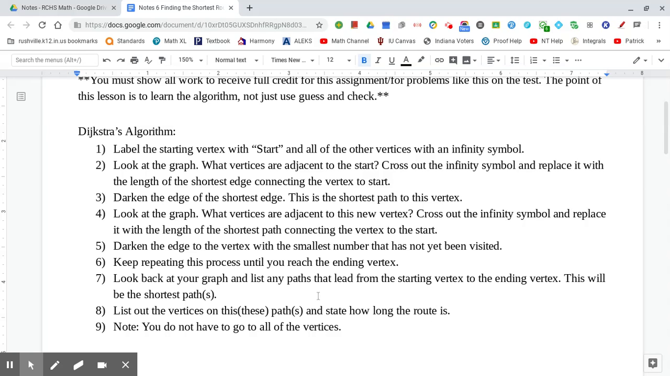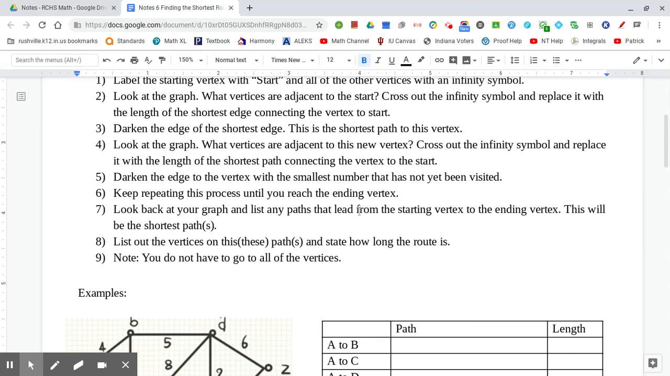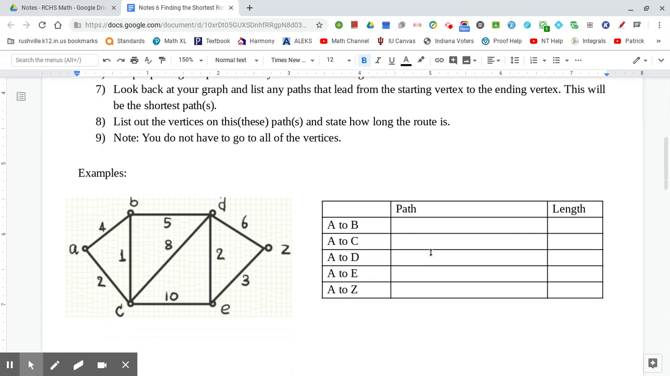Then you're going to look back at the graph overall and list your paths that lead from your starting vertex to the ending vertex. That's going to give you your shortest path. Then you're going to add up the weights for every edge along that path and state how long it is. All right, so there are the directions, there's the algorithm. Now let's actually see that algorithm in play with a couple of examples.